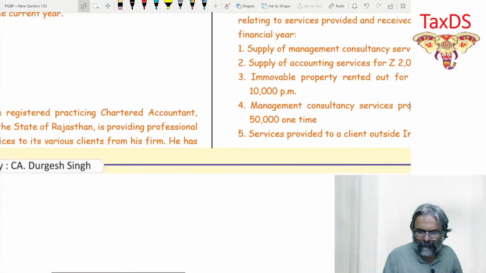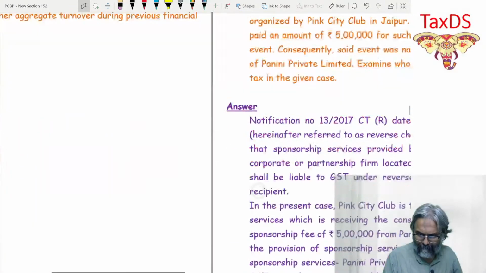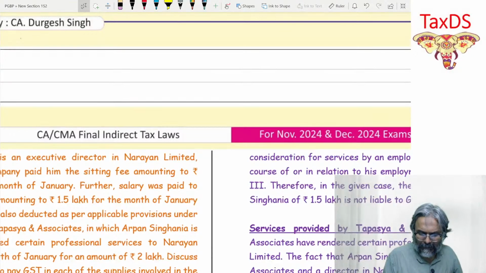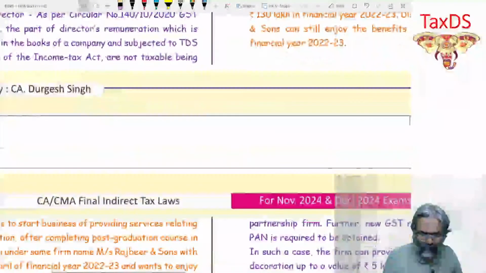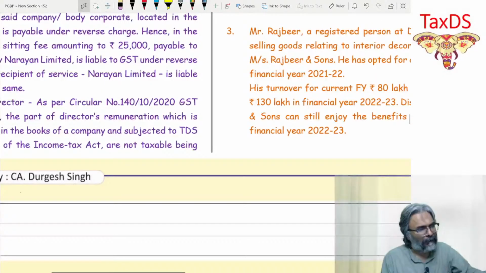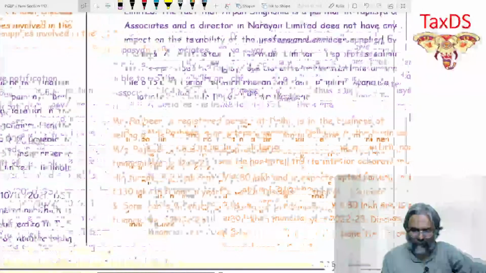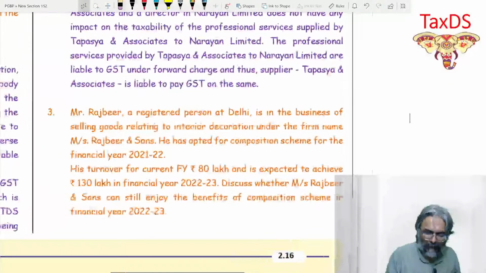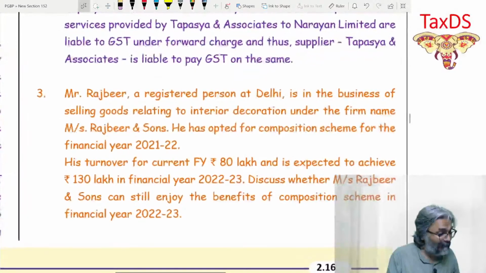So students, in this regard, the composition scheme. First question, students. Question number 3. All of you will take question number 3 first. The first question would be question number 3. See how the things have to go. Let's have a look at how to write the answer.